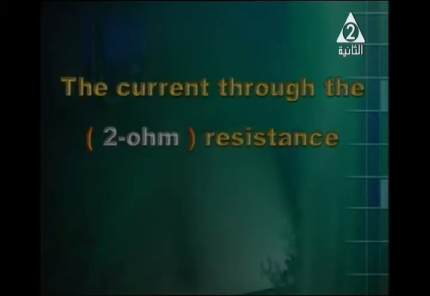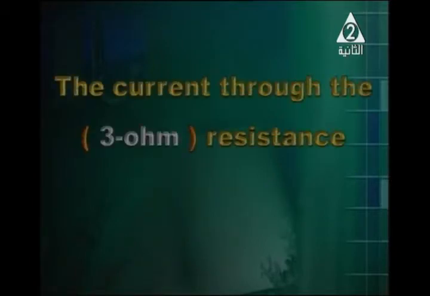The current through the 2 ohm resistor, your attention, it will be equal to 6 over 6, because the 2 ohm and 4 ohm form just one resistor of 6 ohm. It will be 1 ampere. And the current through the 3 ohm, it will be 6 over 3, it is 2 amperes.